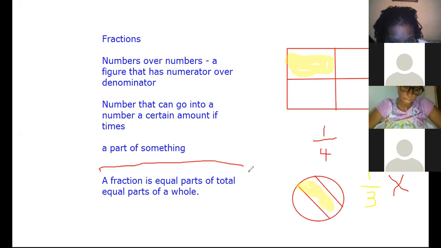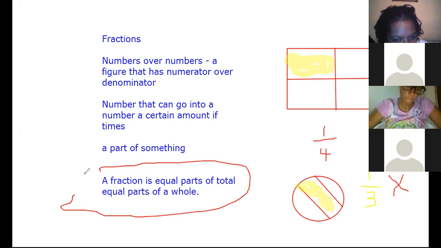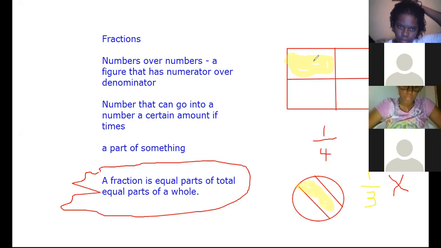So this is a fraction. A fraction is equal parts of a total, equal parts of a whole. All right? So I can clear. All right, we also want to put another note in.